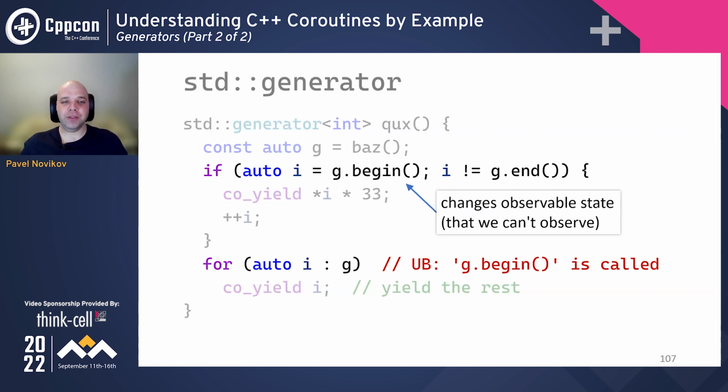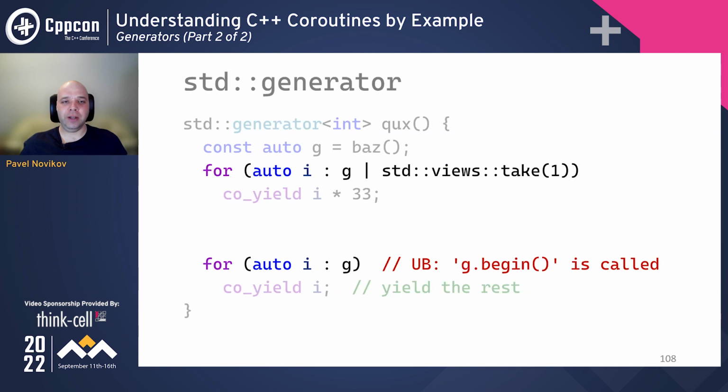And this means that after we call begin once, we can't use, for example, range for, because range for calls begin again in this case, and calling begin the second time is undefined behavior. So you can rewrite it kind of like this.